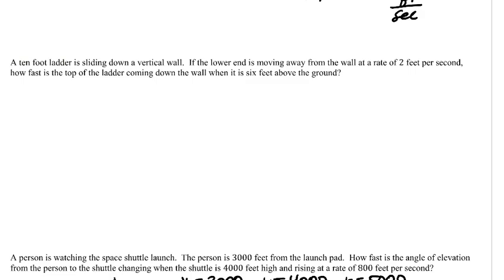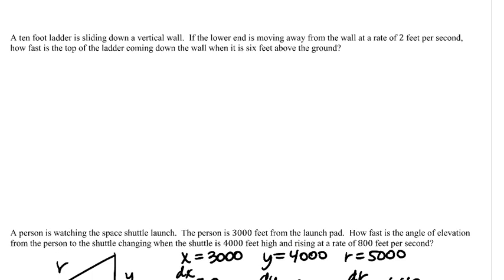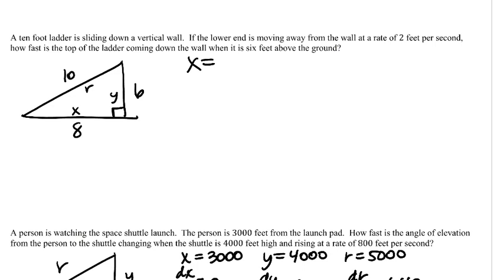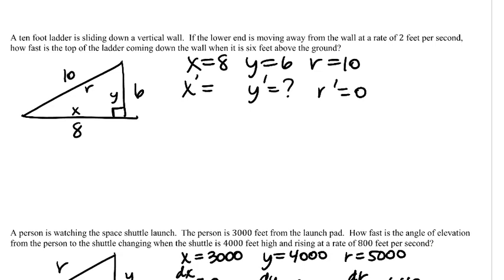All right, one more ladder sliding down a wall problem. Okay, again, this ladder is 10 feet long. This is X, this is Y, that's R. Okay, so 6 feet above the ground, Y is 6, X is 8. I'm going to put in the rates of change. How fast is the ladder coming down the wall? That's y prime, which is what we're interested in. R prime equals 0. X prime is 2.